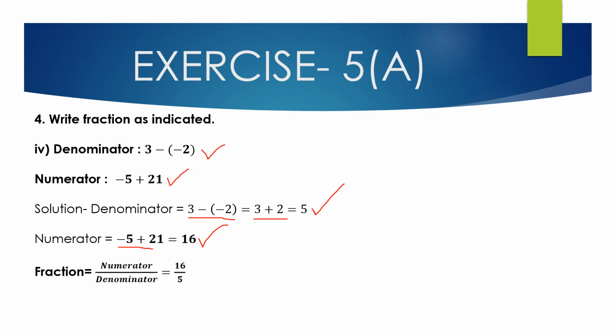We know fraction is numerator divided by denominator. So the fraction will be 16 divided by 5. Here 16 is the numerator and 5 is the denominator. And this is an improper fraction, as the numerator is greater than the denominator. 16 is greater than the denominator. So this is an improper fraction, and we will discuss improper fractions, proper fractions and mixed fractions later in this chapter.